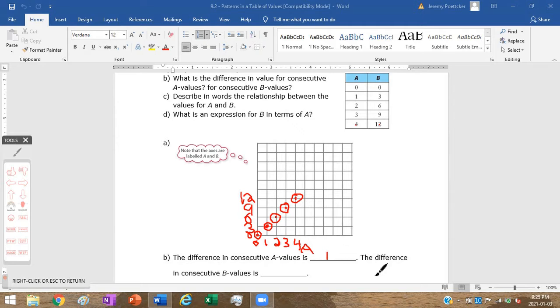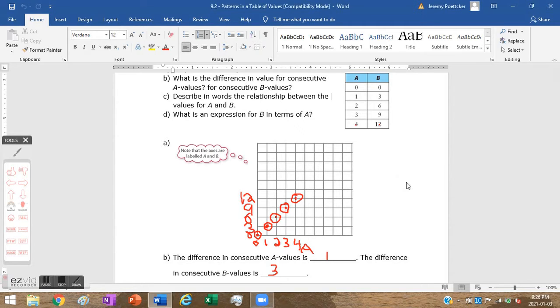Difference in consecutive A values. So what is the difference in value for consecutive A values? So from 1 to the next. Well, 1 to the next goes up by 1. So difference in consecutive A values is 1. Difference in consecutive B values is 3.